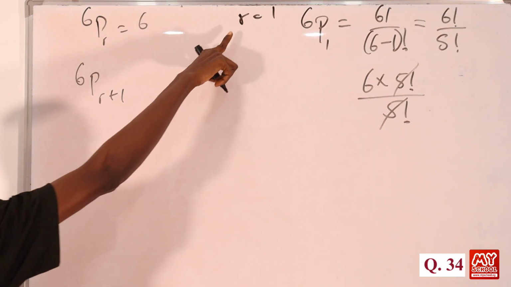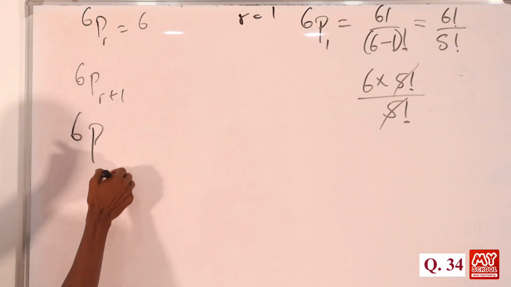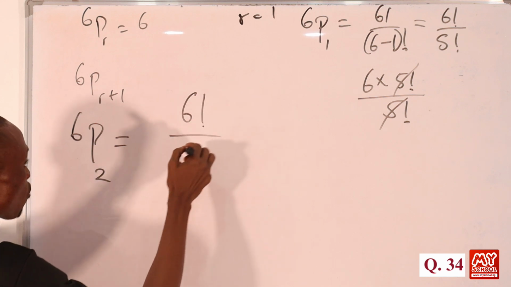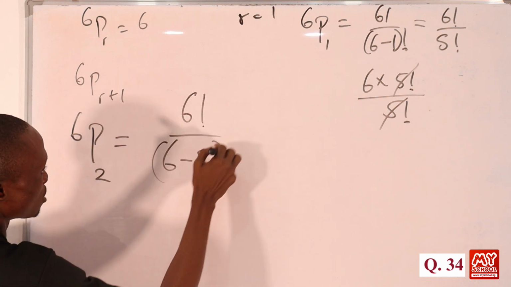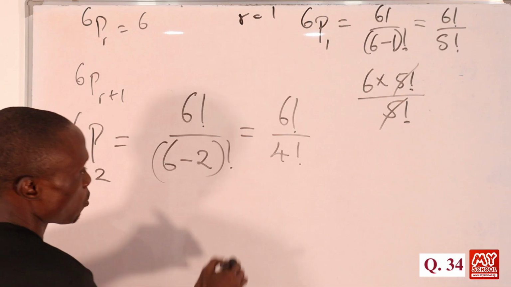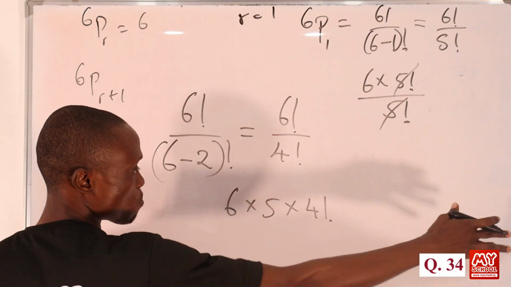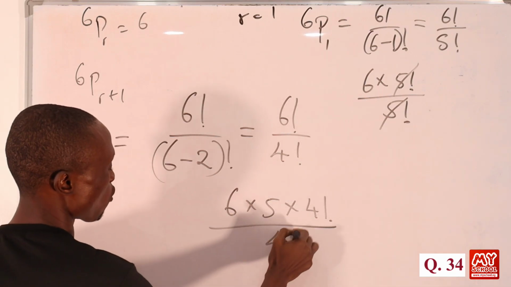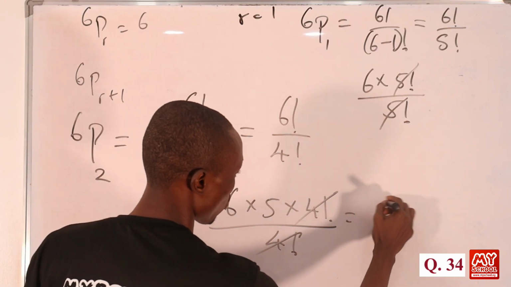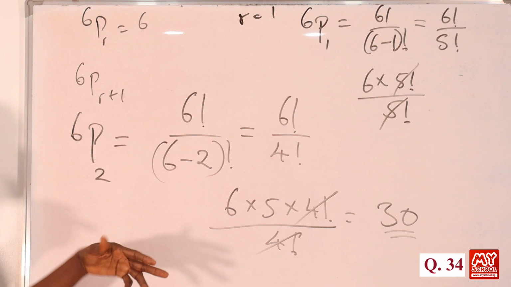So now that we have gotten the value of r to be equal to 1, we substitute it here, so that we'll be having 6 permutation 2, because 1 plus 1 is equal to 2. So 6 permutation 2 is equal to 6 factorial over (6 minus 2) factorial, and that will be equal to 6 factorial over 4 factorial. But remember that 6 factorial is 6 times 5 times 4 factorial. Of course, you can decide to break everything down if you want to, all over 4 factorial. So 4 factorial will cancel out 4 factorial, so we will be having 6 times 5, and that is equal to 30. So that means 6 permutation r plus 1 is equal to 30.